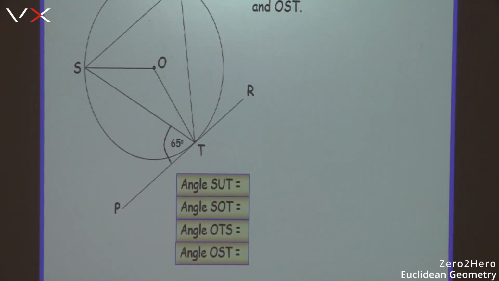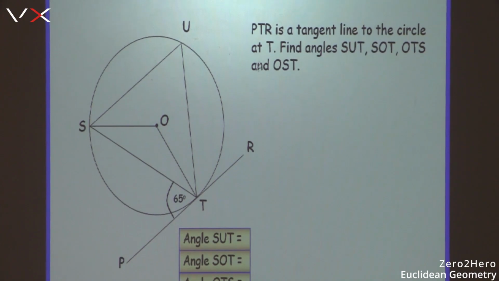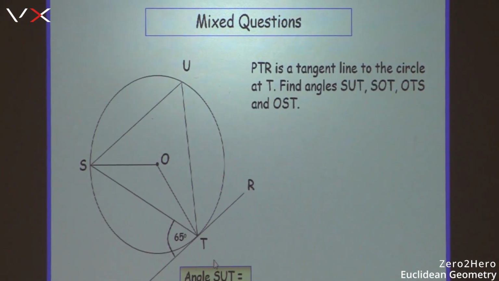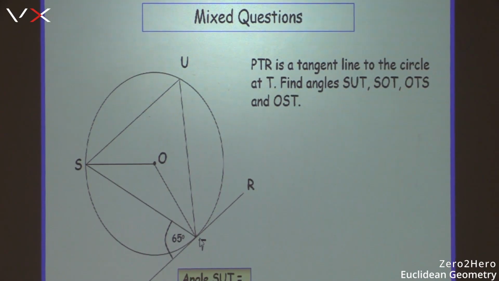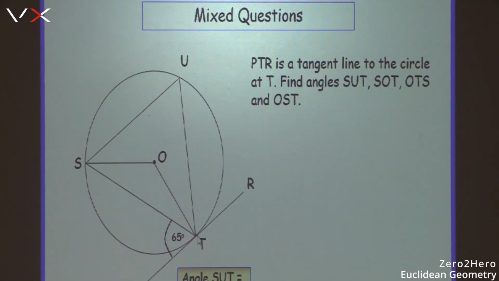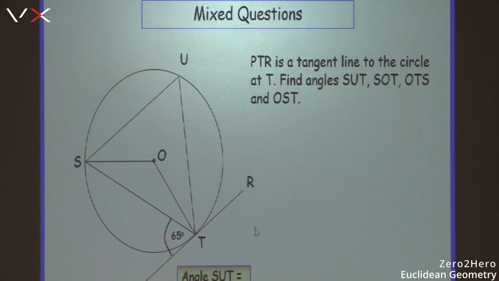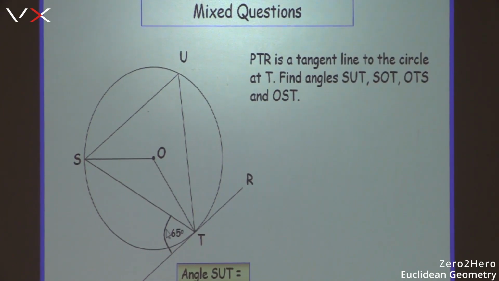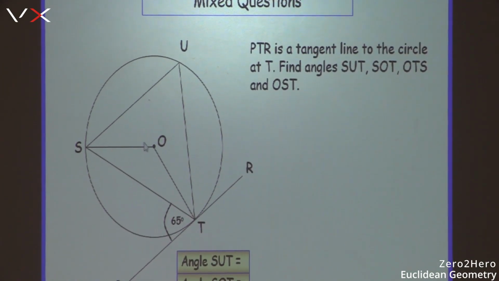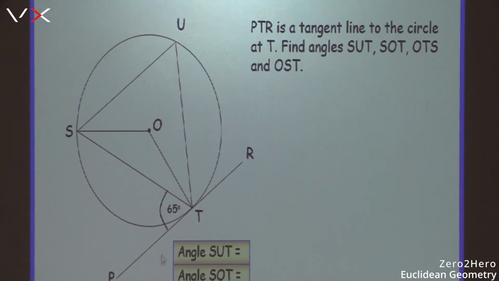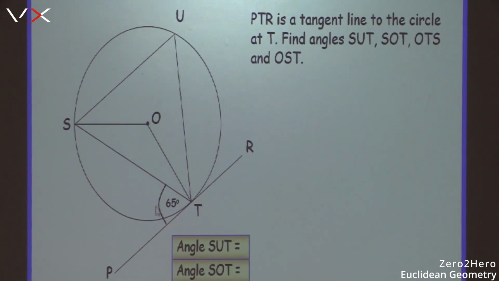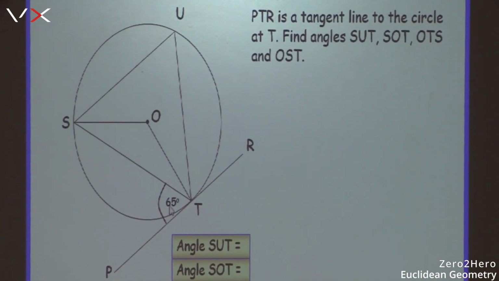Mixed questions. PTR is a tangent line to the circle at T. Once I say PTR is a tangent, I think of 3 theorems that deal with the tangent. Do I have 2 tangents from the same point here? No, I don't have. Do I have tan-radius? This is a radius. This is a tangent. Oh, I do have it. So this whole angle here will be 90. If this is 65, what should I add to get 90? This will give me the size of this angle.